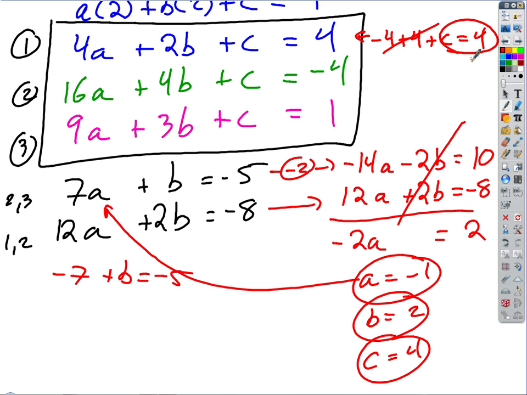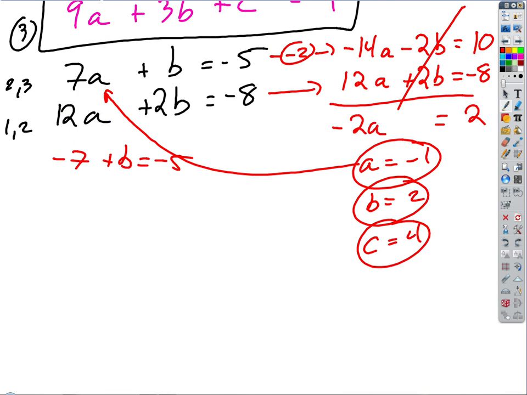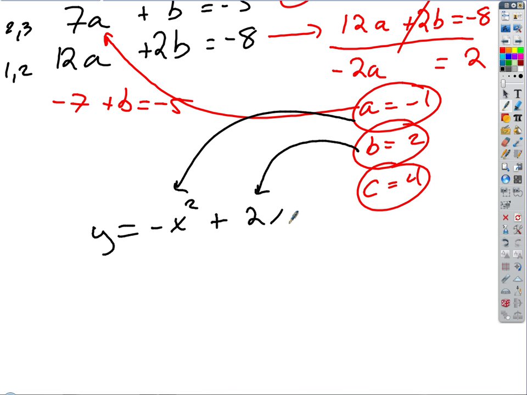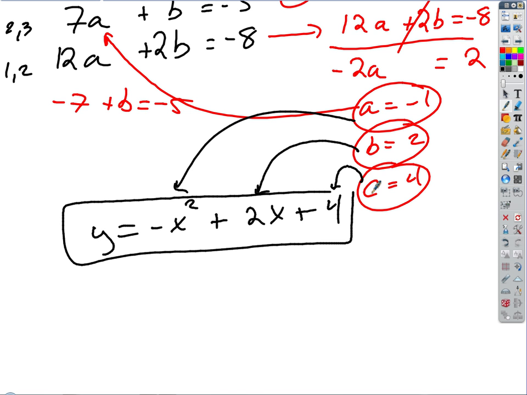Any form, and you have an answer. Right, well, now that we wanted this in general form, our answer is going to be y equals -x squared plus 2x plus 4. So from that, we can find the vertex and all that stuff. Yeah, is that our final answer?